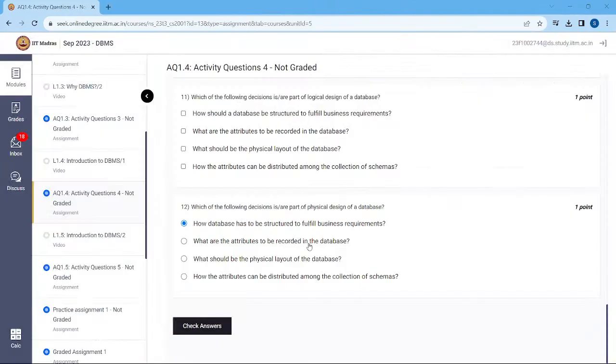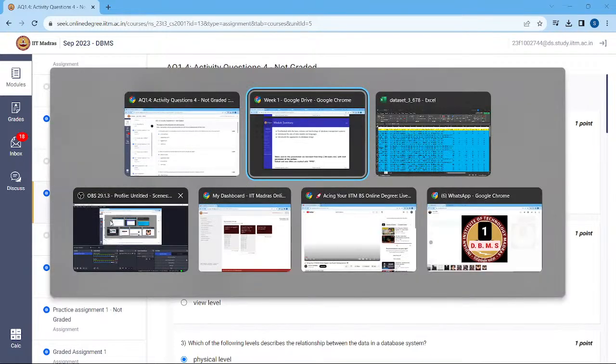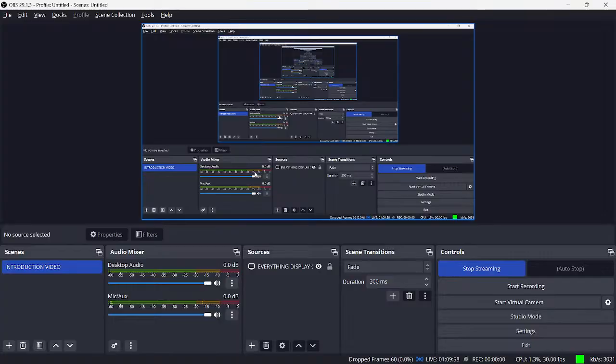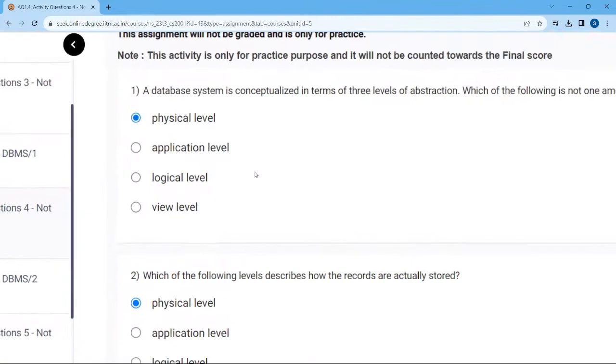Okay, let's move to the questions. We have 12 questions to go through. Let's see what these questions are. A database management system is conceptualized in terms of 3 levels of abstraction. Which of the following is not one amongst these?